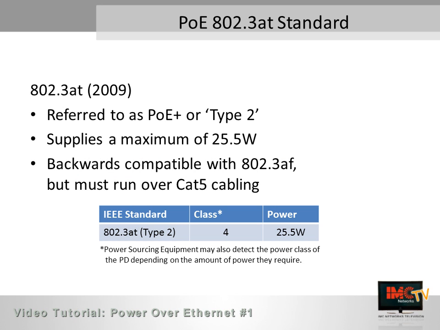The 802.3at was ratified in 2009. This is for PoE Plus or Type 2 power. It now supplies a maximum of 25.5 watts. It is backwards compatible with 802.3af and still must be run over Cat5 cabling.